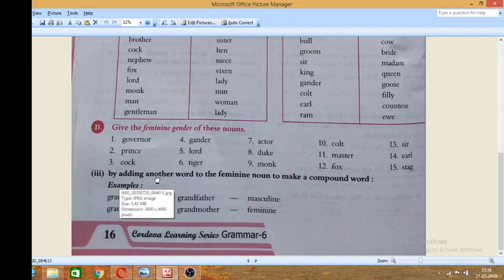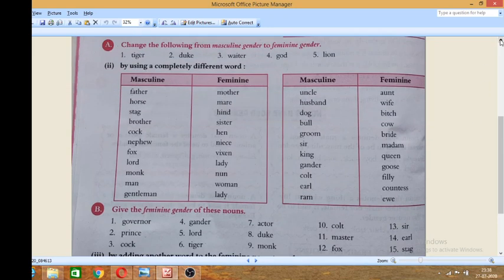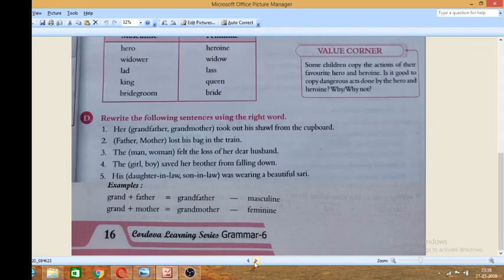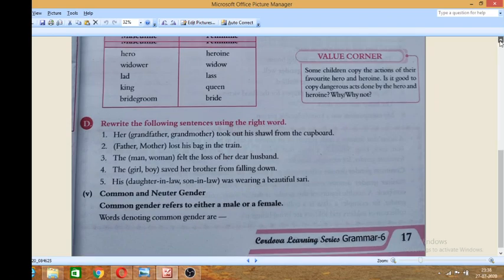Next, by adding another word to the noun to make a compound word. Sometimes if you want to change a noun from masculine to feminine, we add another word. Suppose grandfather is masculine, and we change it to grandmother, feminine. If we come to the next page, it will be clear to you.